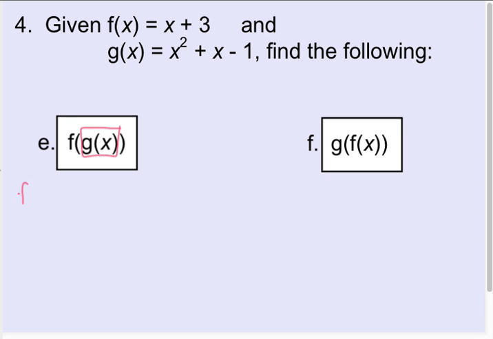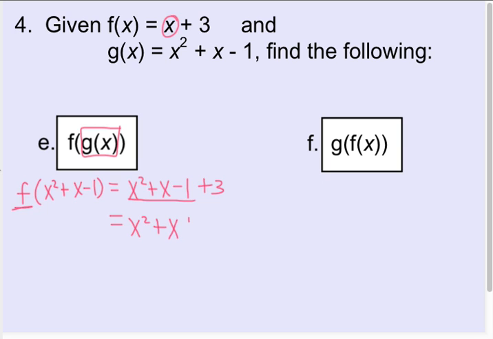So what I'm going to do is, g of x was x squared plus x minus 1. So now wherever in my f function there's an x, I'm going to write that. So this is going to give me x squared plus x minus 1, because that was where my x is. Took up all that, plus 3. Then all I need to do is combine my like terms.